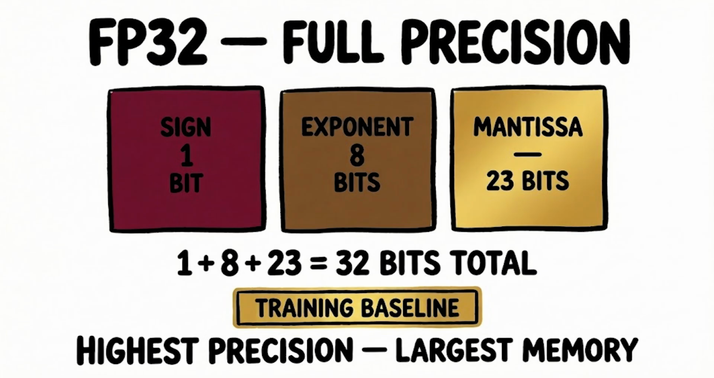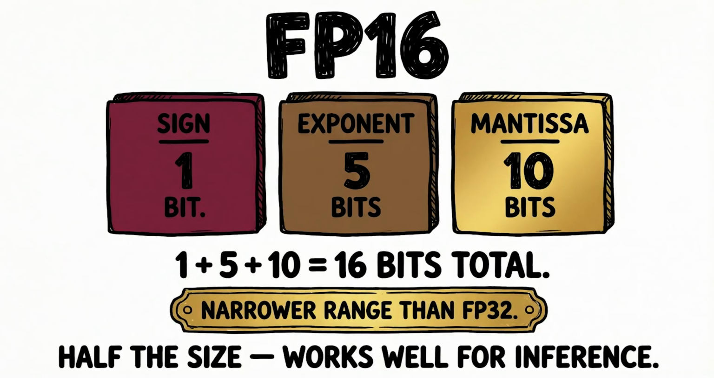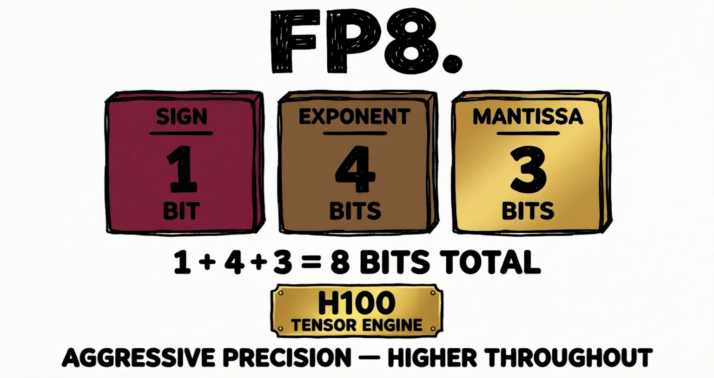Here's how the common formats compare. FP32 is the full precision and the training baseline. BF16 preserves the same exponent width as FP32, which means it can represent the same range of values. It sacrifices mantissa precision, but that loss is negligible for inference and makes it the preferred format for training stability. FP16 uses a slightly narrower exponent range. This can occasionally cause numerical overflow during training without careful handling, but it works well for inference and is widely supported across GPU hardware. FP8 is a newer format used in NVIDIA's H100 transformer engine. It pushes precision further but allows the hardware to perform matrix multiplication at even higher throughput.